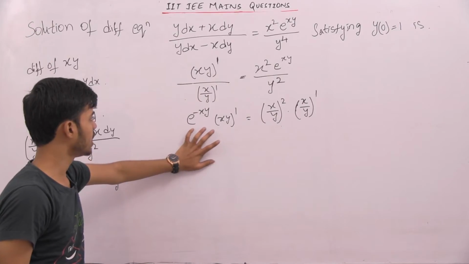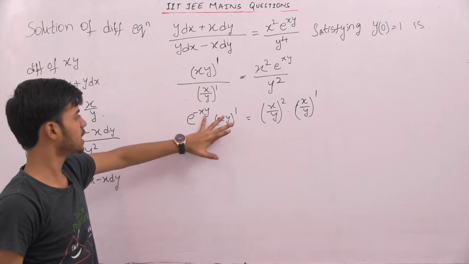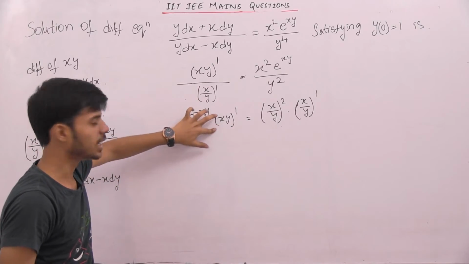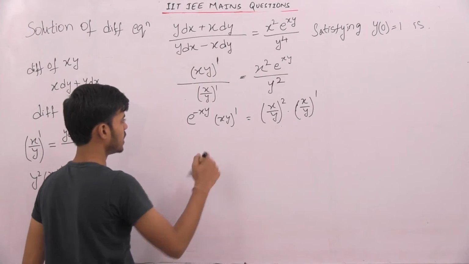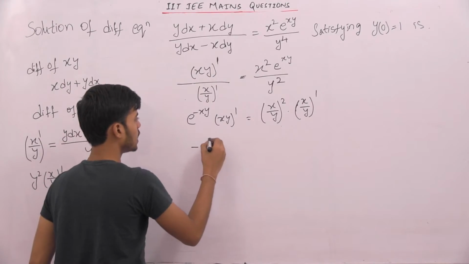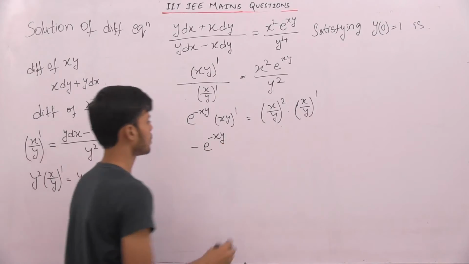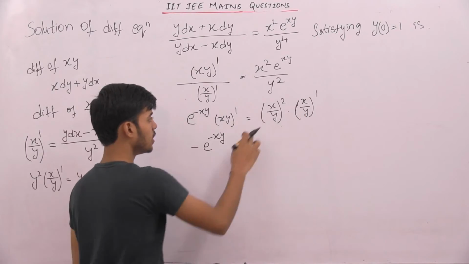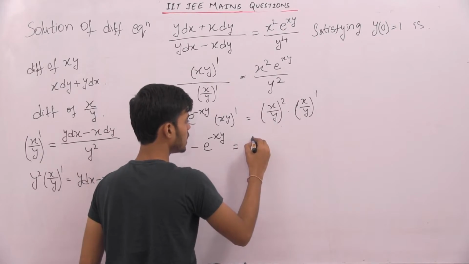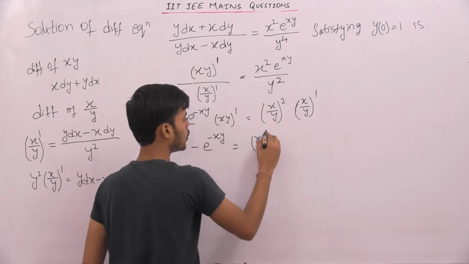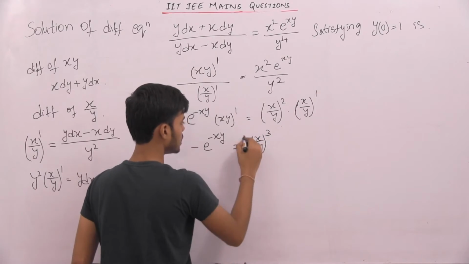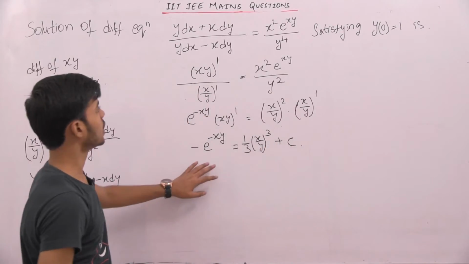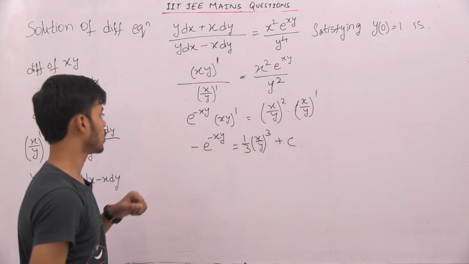Now if we integrate this, e power minus xy into xy derivative, it's same as e power minus x dx. So integration of this gives us minus e power minus xy is equals to, same as this, t square into dt, which is t cube by 3, hence x by y whole cube by 3, which is 1 by 3 plus integration constant. Now we are given that y of 0 is equals to 1.